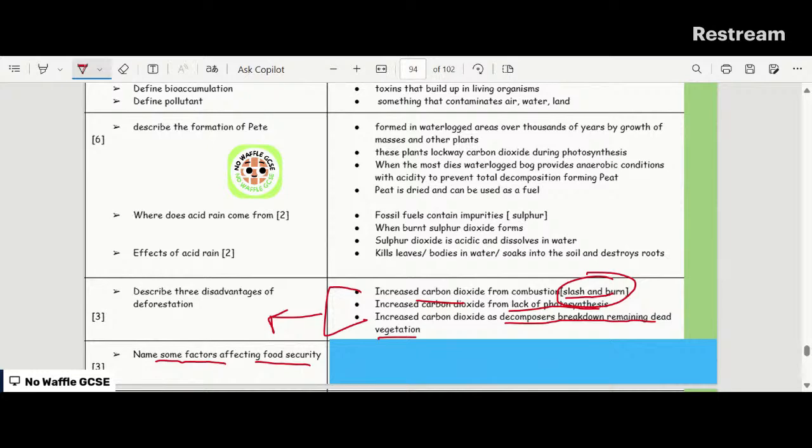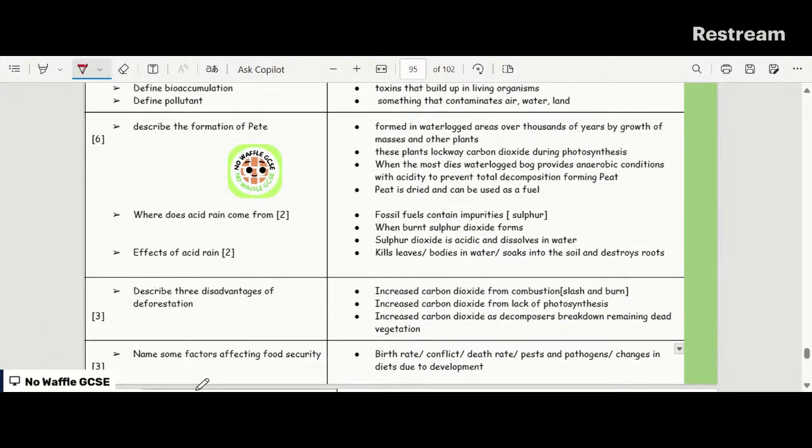Okay, let's continue. Name some factors affecting food security. So birth rate, death rate, conflict, pests and pathogens, changes in diet due to development, etc.